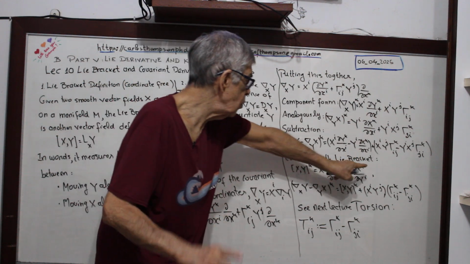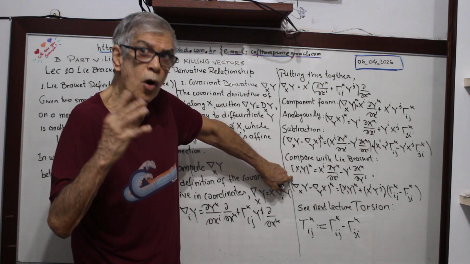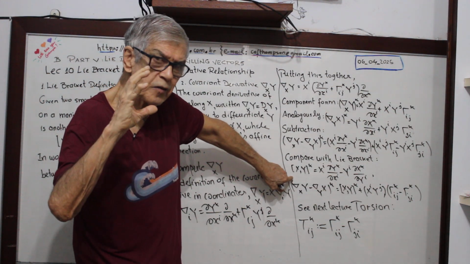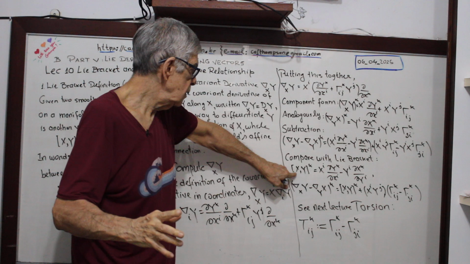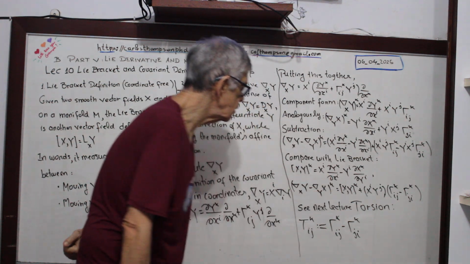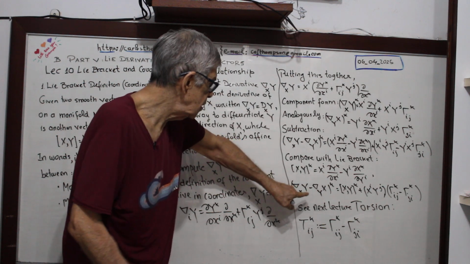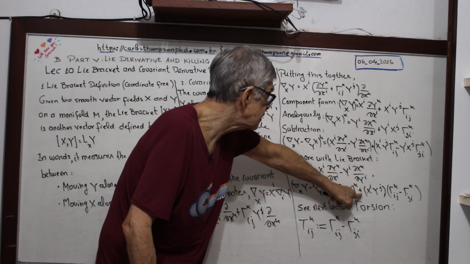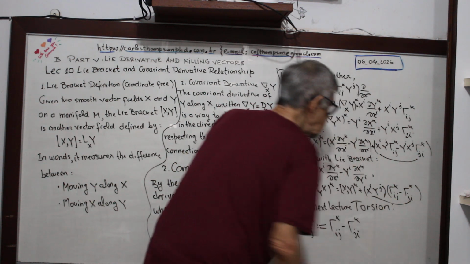Now, compare with the Lie bracket, which we derived as a consequence of the definition of the Lie derivative, as I emphasized in the previous lecture, 9c. The Lie bracket can be written in this form over here. So you compare, and you see clearly that the difference of covariant derivatives is the Lie bracket plus this part over here. This is quite easy to see.